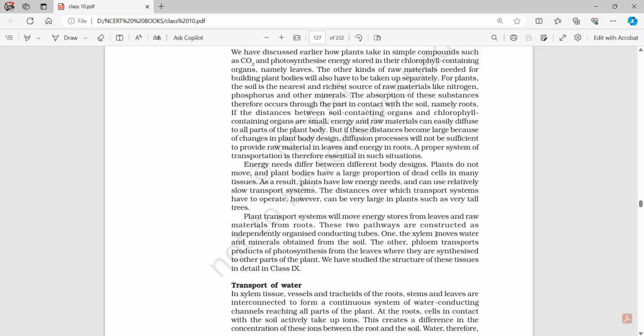These two pathways are constructed as independently organized conducting tubes. One, the xylem, moves water and minerals obtained from the soil. The other, phloem, transports products of photosynthesis from the leaves where they are synthesized to the other parts of the plant. We have studied the structure of these tissues in detail in class ninth.